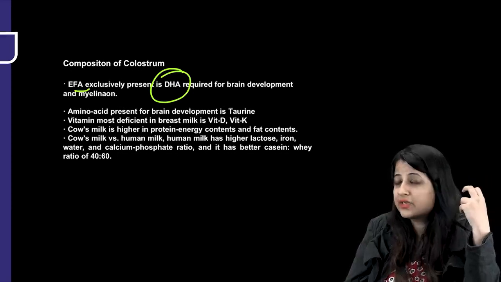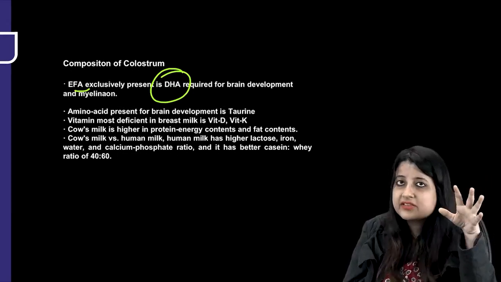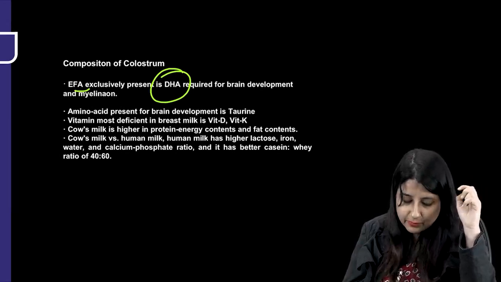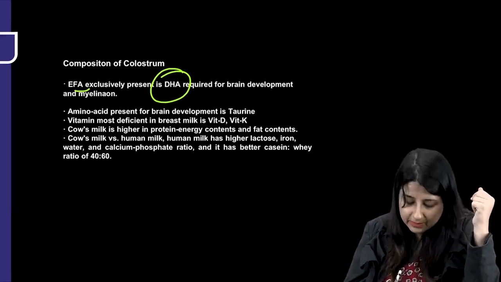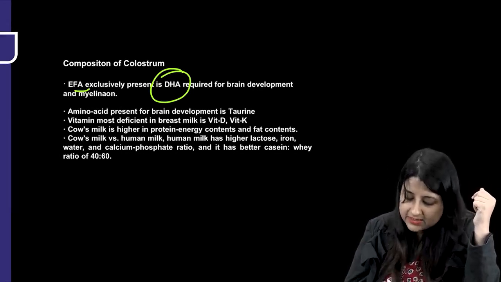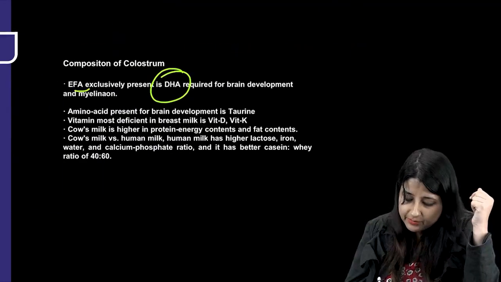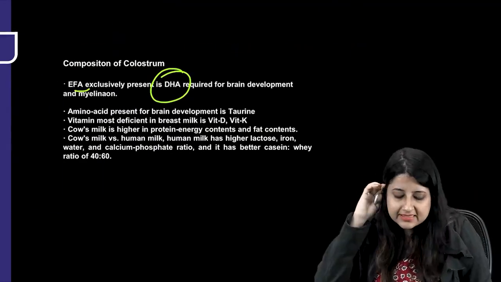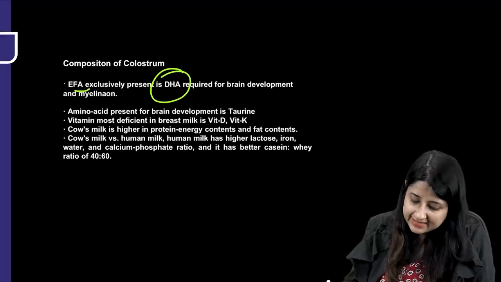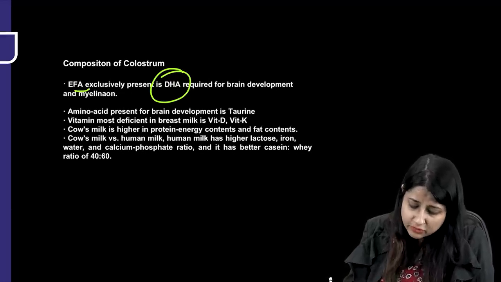The vitamins deficient are vitamin D and K. D is present in small amounts, but then we need to put the baby in sunlight for some time. Cow's milk lacks taurine, the amino acid present for brain development. Cow's milk is higher in protein, energy content and fat content. Cow's milk versus human milk.